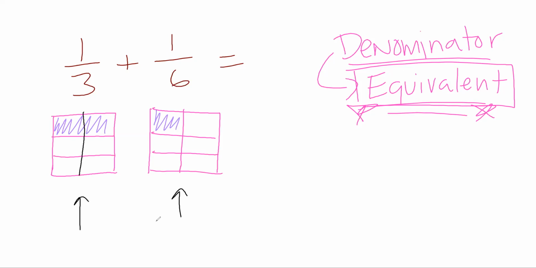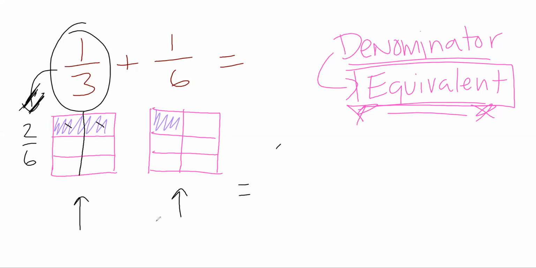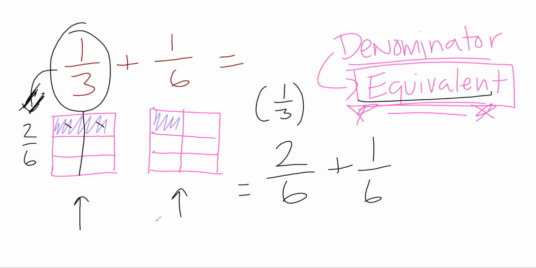Now, this fraction, 1/3, is equivalent. Now, in my model, I've actually made 2 out of 6. And they're equivalent, right? They're the same thing. Because as you can see, I just cut my pieces smaller, but the same amount is shaded. So now if I really rethink about what I have here, I have 2/6, which was 1/3, but I made an equivalent fraction, plus 1/6.